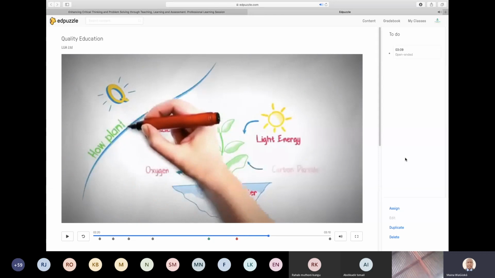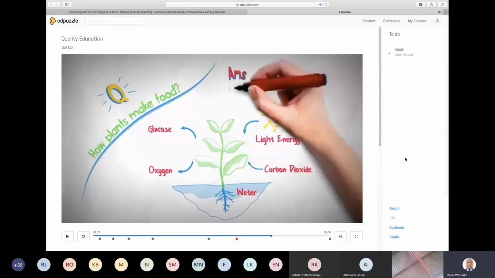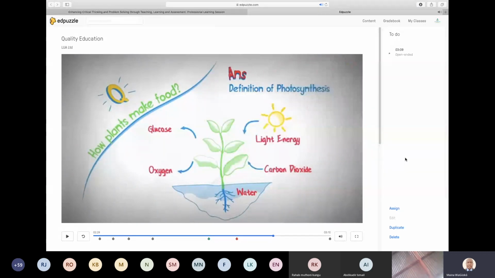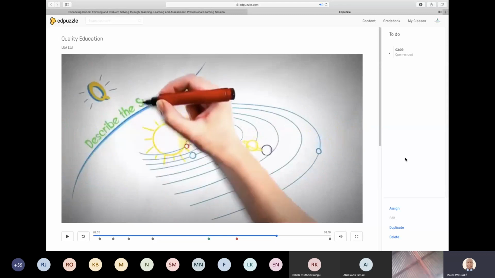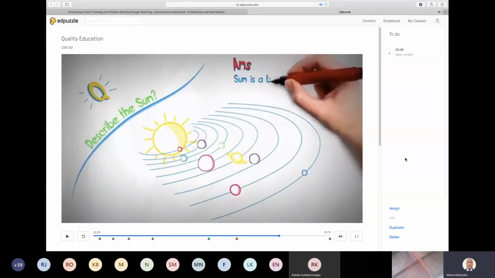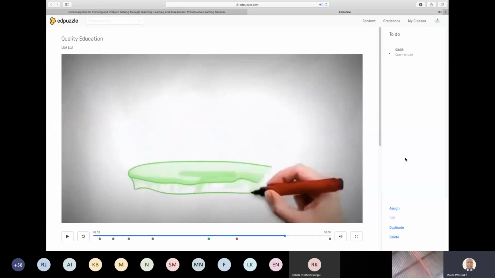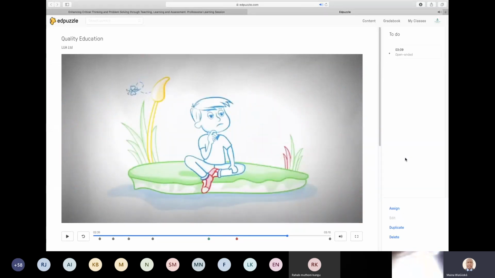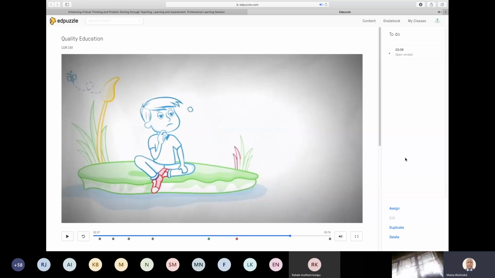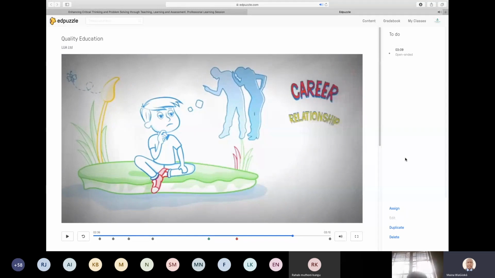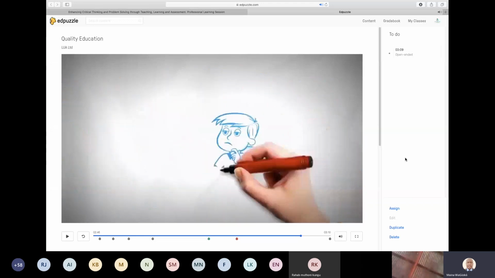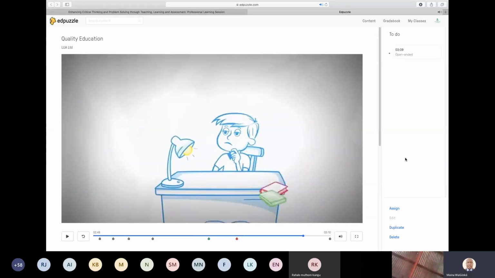Instead of asking children how plants make food, the science teacher gives them the definition of photosynthesis. Instead of asking them to describe the sun, the teacher tells them that the sun is a ball of fire at the center of the solar system. Through their years in school, children lose the capability to think on their own. Whether it is their choice of career or their relationship or any situation in life, they become dependent on others for answers. They completely lose their true nature, and their extraordinary potential remains unrealized.